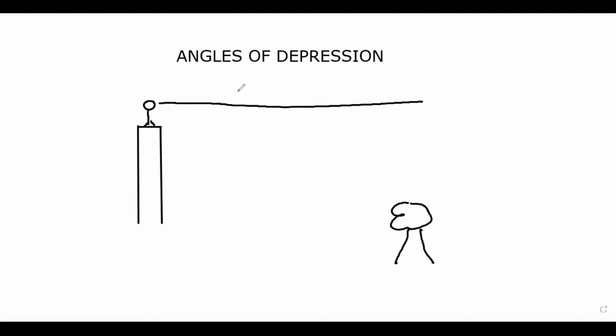So let's say a man is standing on the top of a cliff. Let's say this is our cliff here, and a man is standing at the top, right? And he's looking down at the top of a tree. Now, his horizontal would be from his eyes straight across, and so this is a horizontal. His line of sight would be down towards the tree here.